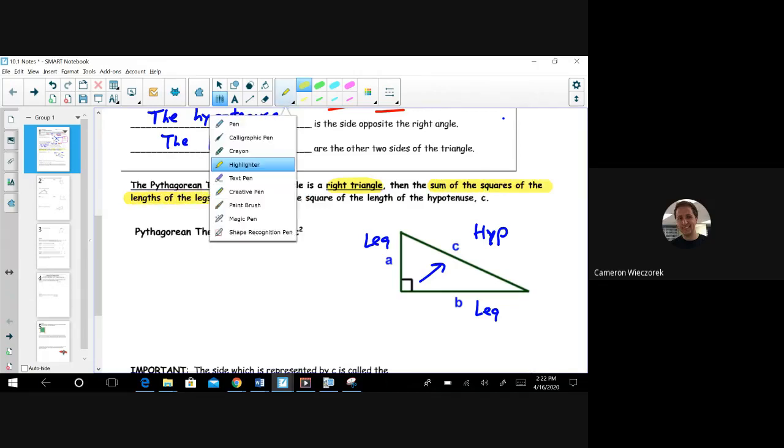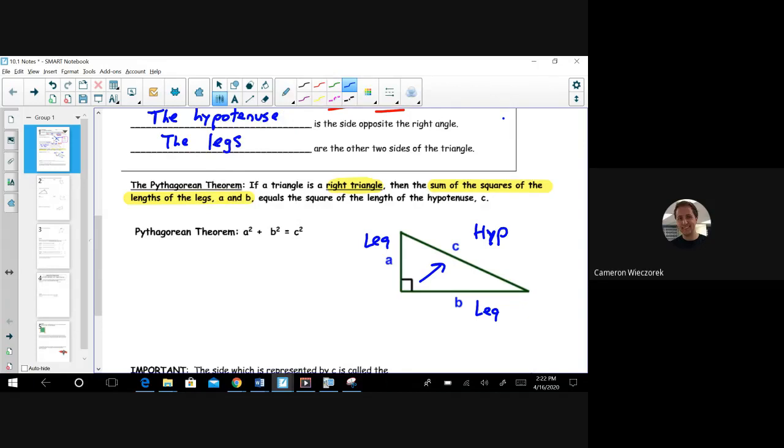So let's break that down. Sum of squares. Sum means addition. So what does that mean? That means I'm adding something together, but I'm not just adding the legs, I'm adding the squares of the legs. So you'll notice I have a squared plus b squared equals the square, again, that means raising it to an exponent of 2, of the length of the hypotenuse c.